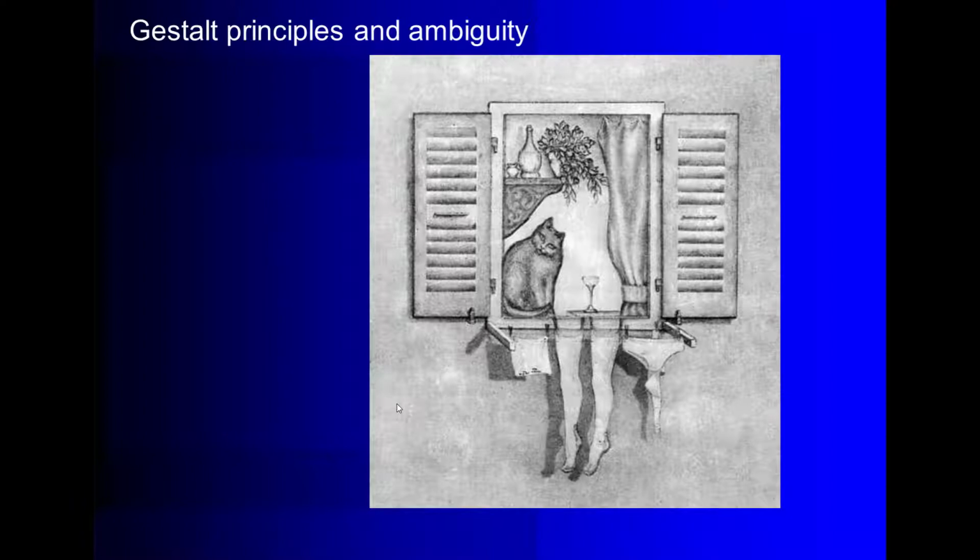Here's another one. What do you see in the foreground here? Do you see a naked woman or do you see a cat with a wine glass? Interesting, eh? Which one does your brain actually focus on? Can you unsee the woman? It's very, very difficult sometimes to do that.